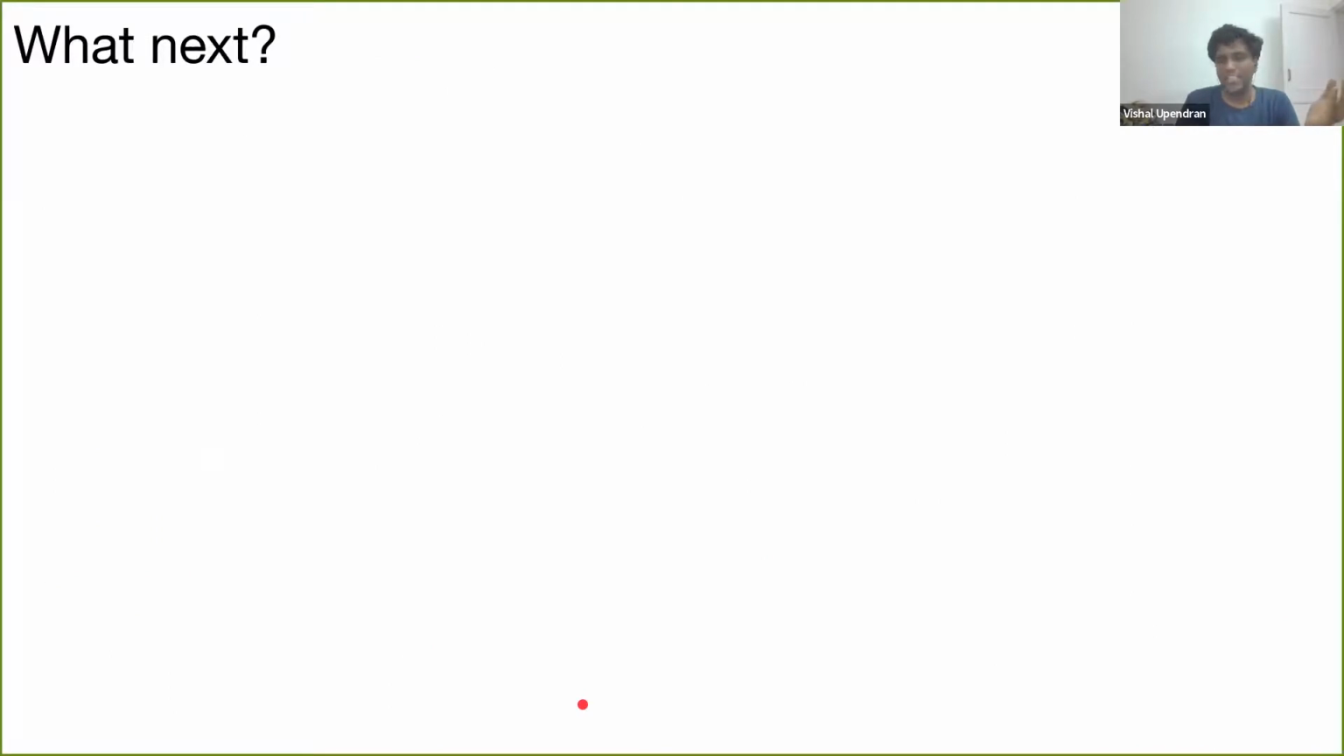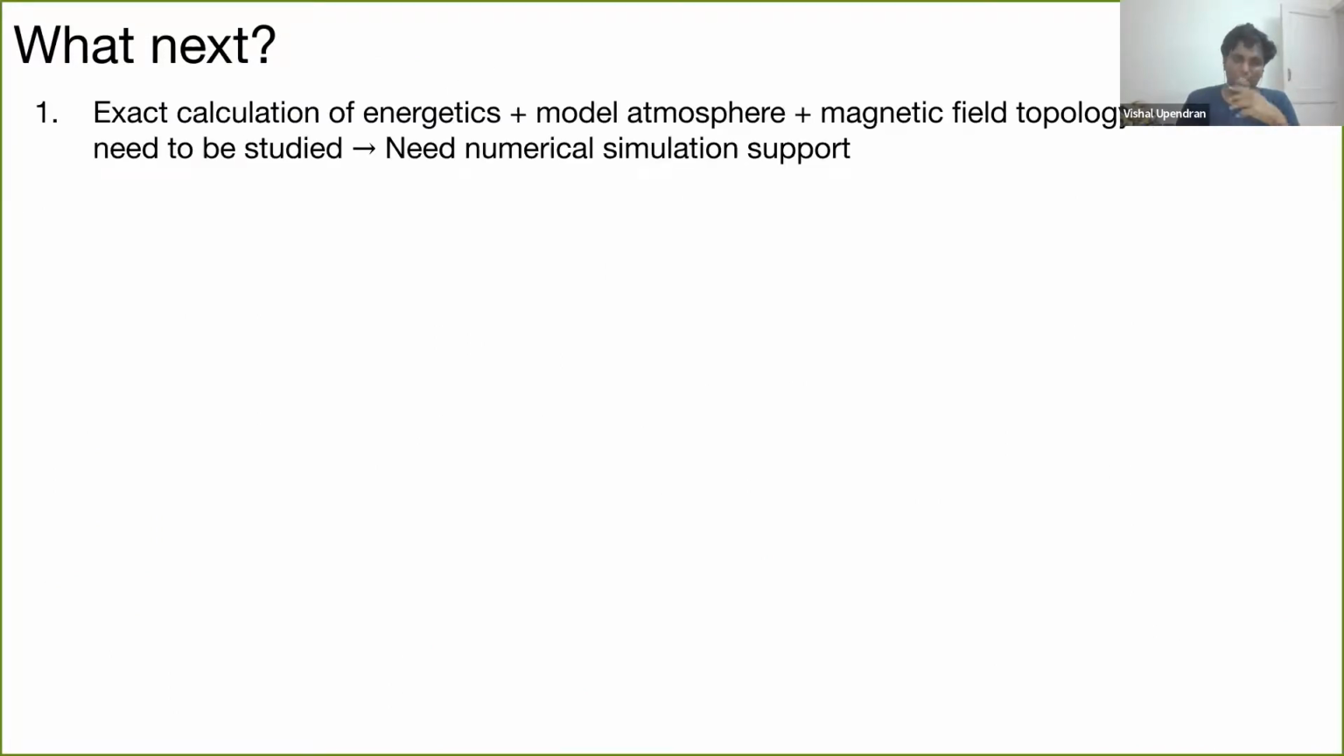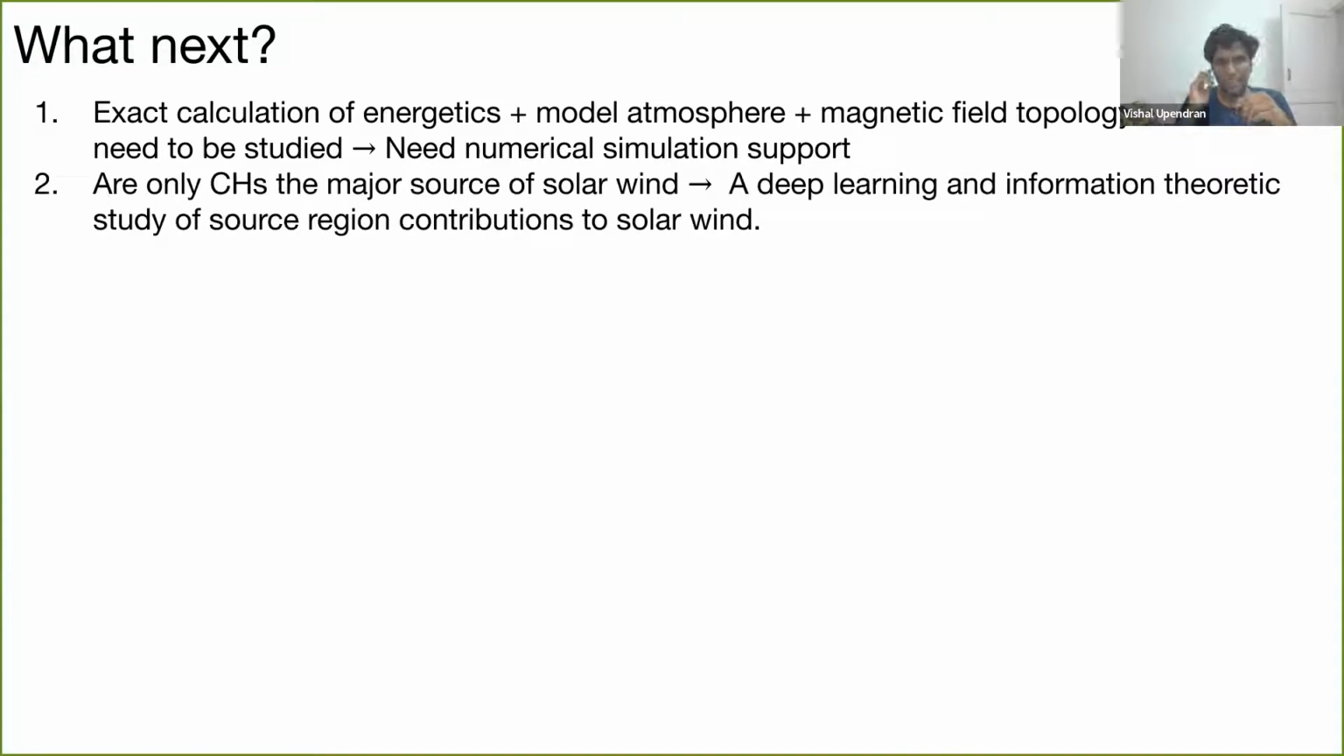And finally, what's next on this front? As I said, we need exact calculations on energetics, so we are doing some simulations to see if we can get a handle on what these numbers are. And finally, we have been assuming that the coronal holes are the major source of solar wind, but neglecting anything else which might contribute to the solar wind. So there's a separate study we are doing on a deep learning and information theoretic perspective on how much contribution different source regions have on the solar wind.